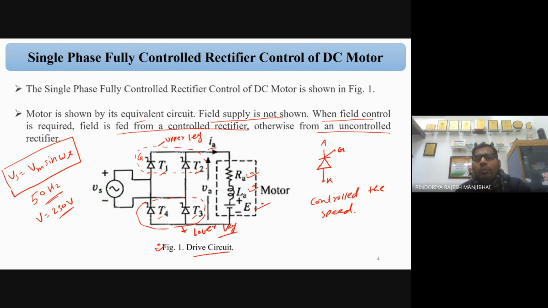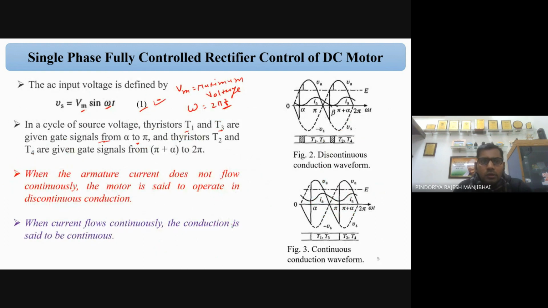Okay, so we can operate one thyristor from the upper leg and one thyristor from the bottom leg, otherwise the lower leg. Okay, and then we can complete the closed cycle. So if the cycle source, just one time changing the color.